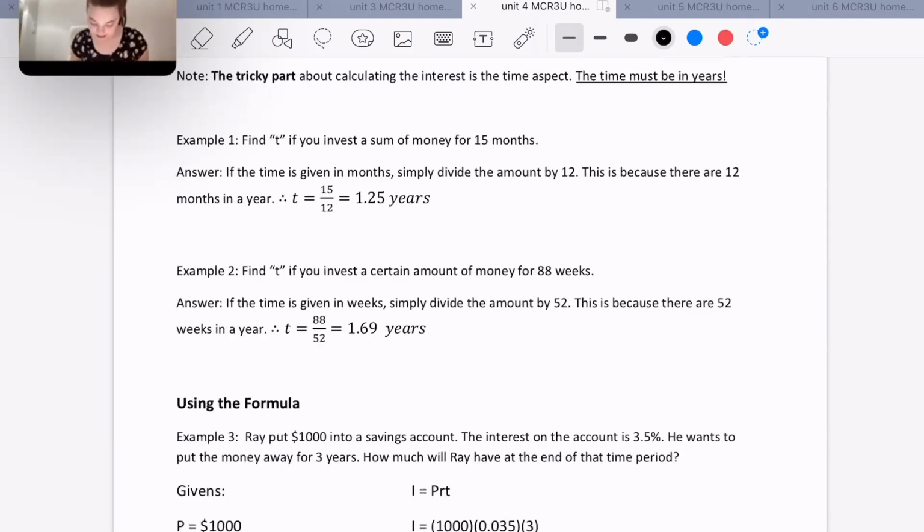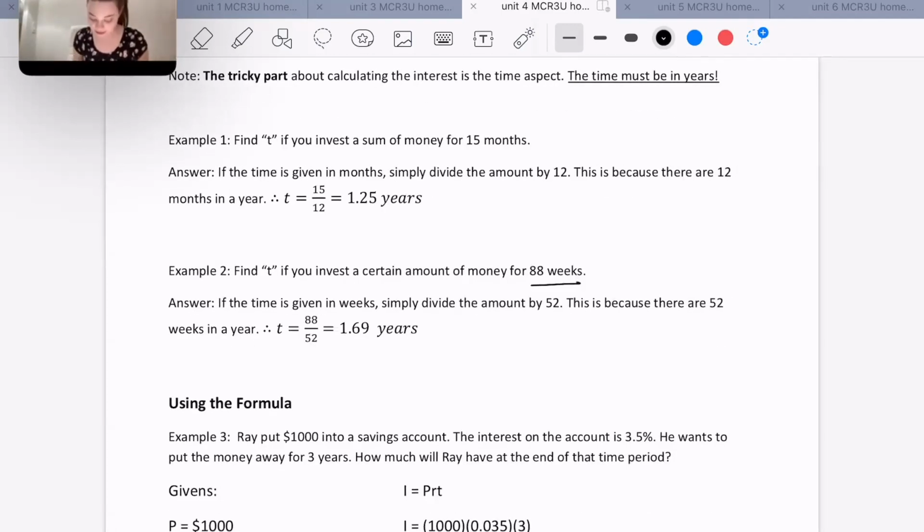Another example here, they say 88 weeks. Now there's 52 weeks in a year, so we need to divide that by 52 in order to obtain that it's 1.69 years. So basically, if it's days, same sort of thing, except we would divide by 365. If it's decades, we'd multiply by 10, and so on. So anything we need to do in order to get the time in years.